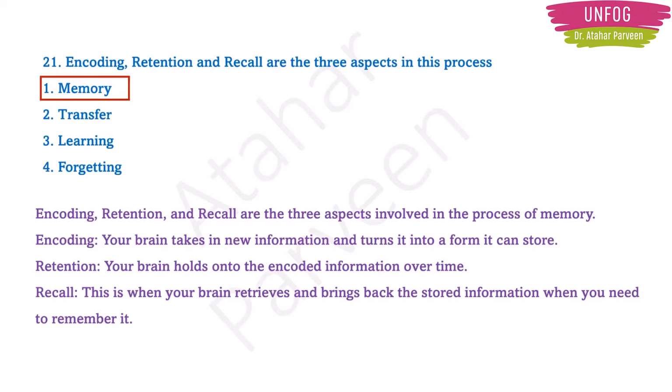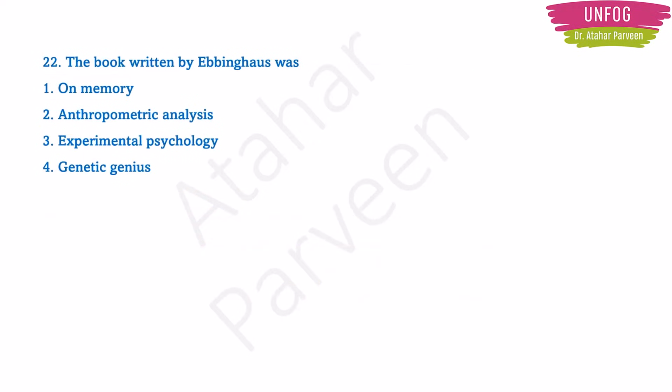Next is recall. This we all know very nicely. It's a very common word we use on our daily basis. So recall is when our brain retrieves and brings back the stored information whenever we need that information to be remembered. So recall is our brain retrieving and bringing back the stored information whenever we need it. So these three aspects are all part of memory.